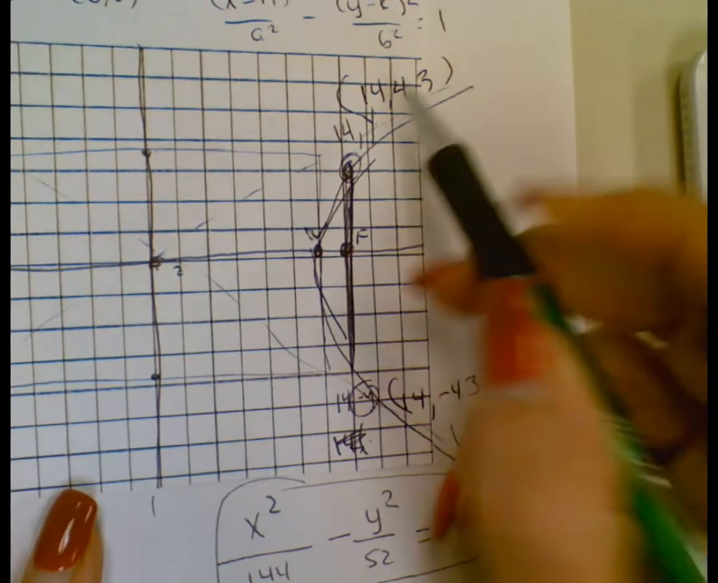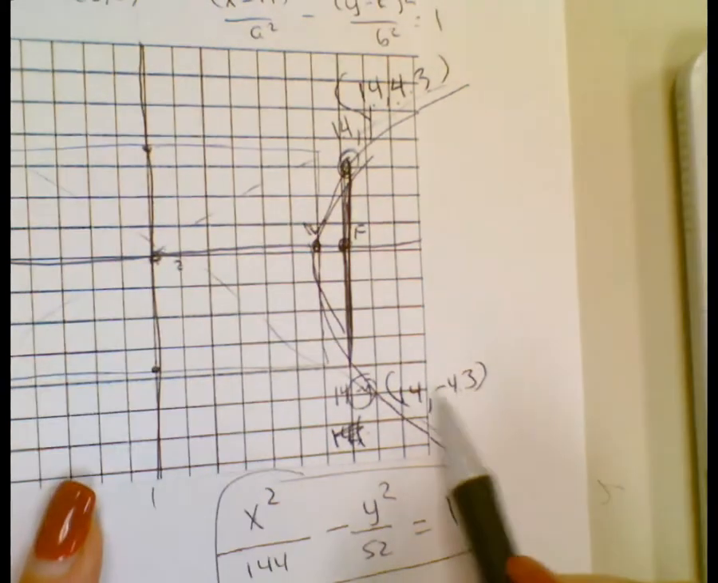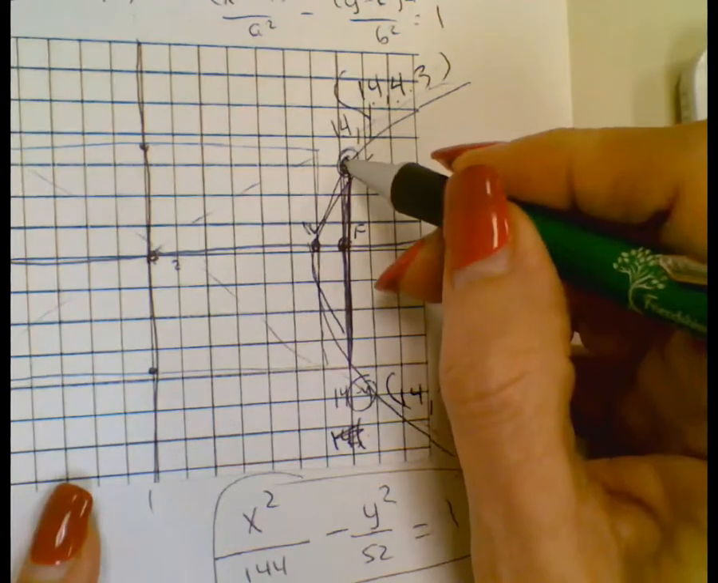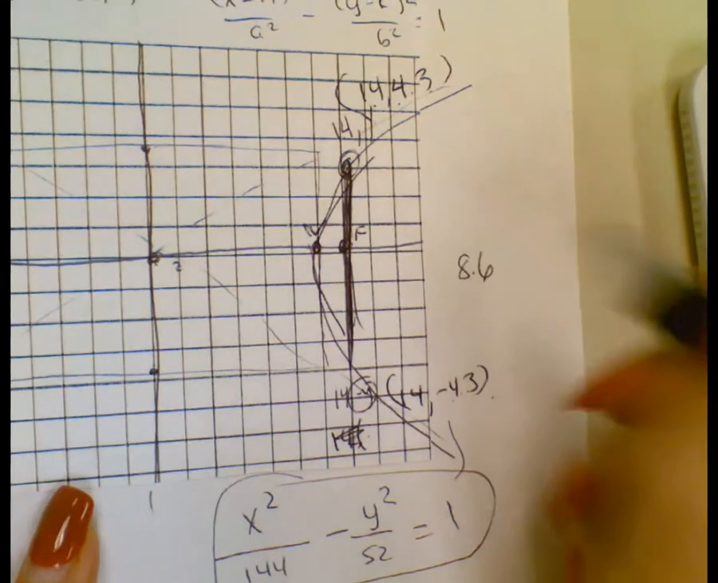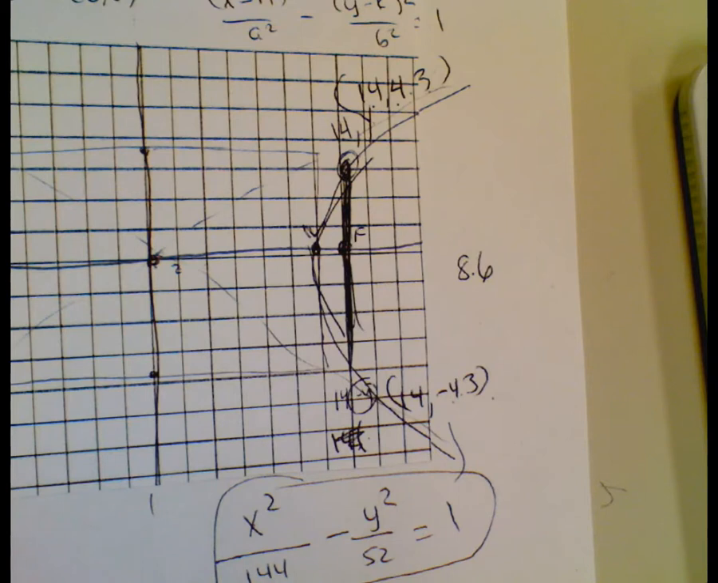So our missing ordered pairs are 14, 4.3, and 14, negative 4.3. So if you just figure out 4.3 and 4.3, it should be about 8.6, if I did this problem right. Let me see, is there an answer to this anywhere? I don't see an answer to this.